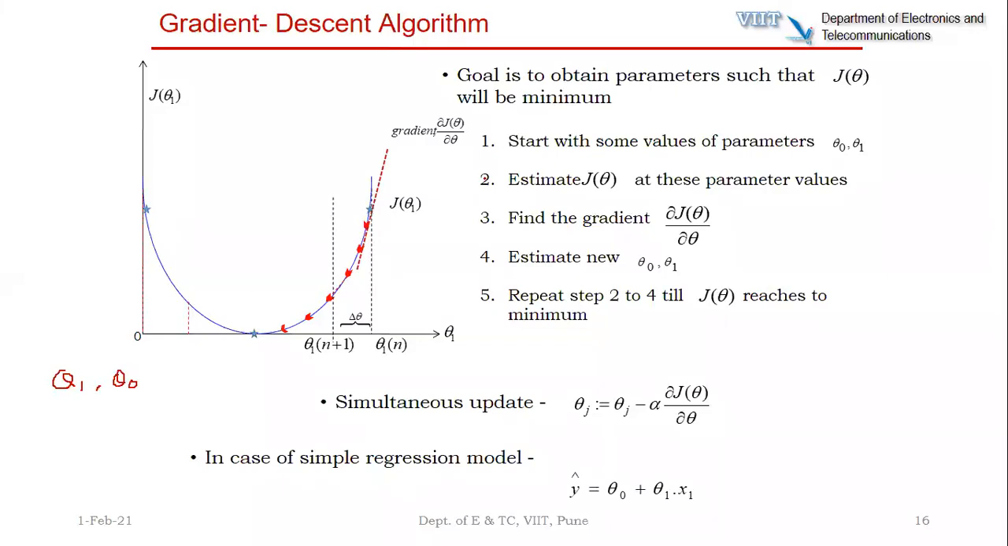Theta 0. So for these parameters, I have to find out the values of these parameters such that the error J theta is minimum. This is the objective.